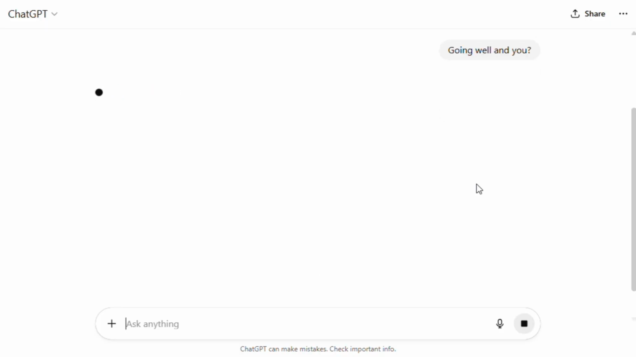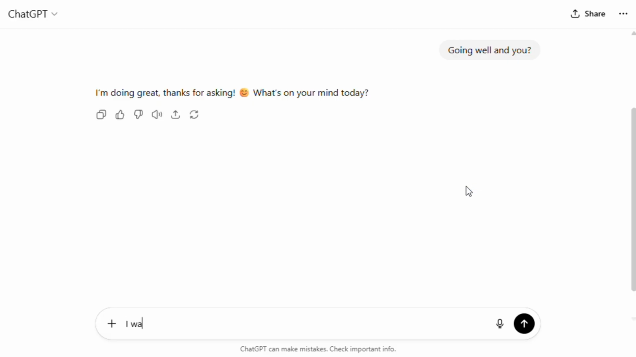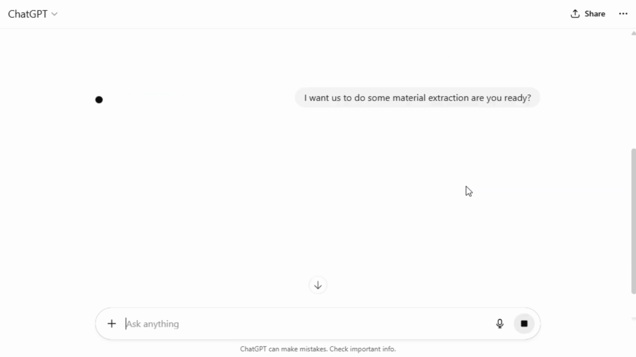just having a normal conversation with the AI. I began with a simple "hey," and from there I told it everything was going well. After that, I let the AI know that I wanted to do some material extraction, specifically for core and shell, and that ceiling will be added later.